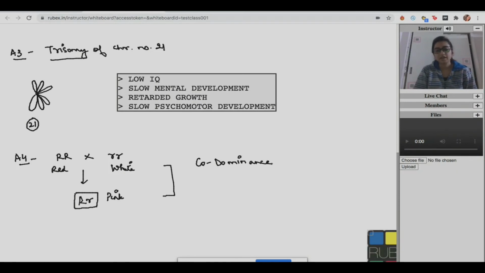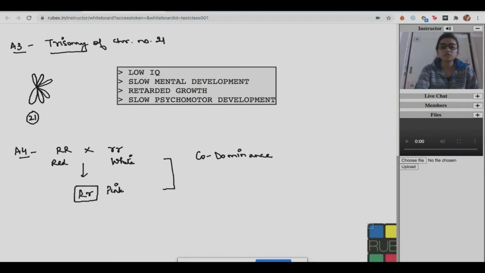That is, there is no gene that is dominant and no gene that is recessive. Both of the genes are equally dominant over each other and both of them express. So it's also known as blending inheritance.